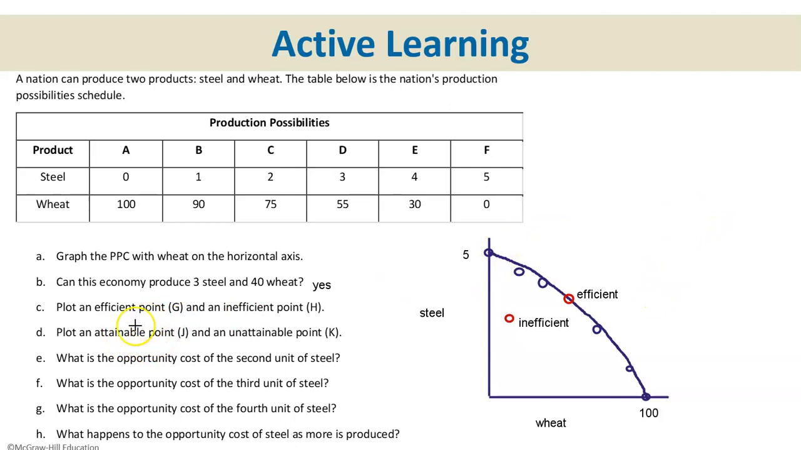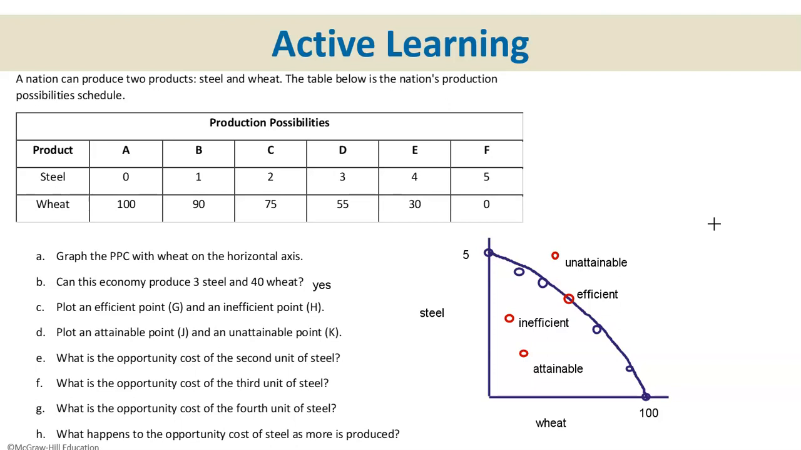Next, we're going to plot an attainable point. So an attainable point means it's possible. They have enough resources to make that amount of steel or wheat. An attainable point can be underneath. It can also be on the line. That's also possible. But I'll put mine underneath. So there's an attainable point. And an unattainable point. Unattainable point is when the economy does not have enough resources to produce that much steel or wheat, and that will happen somewhere outside the line. So this point will be the unattainable point.